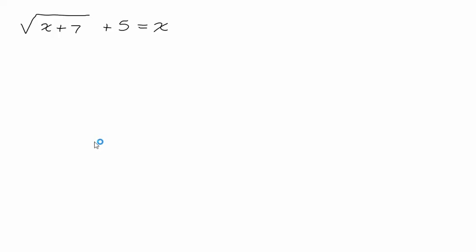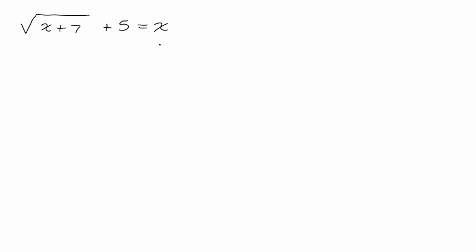In this video we're going to look at solving an equation with radicals, and this one's a little bit more challenging. So the idea here is we want to find out what value of x makes this equation true. So we need to isolate x. And we have a square root here, plus 5, and this 5 is not underneath the square root, equals x.